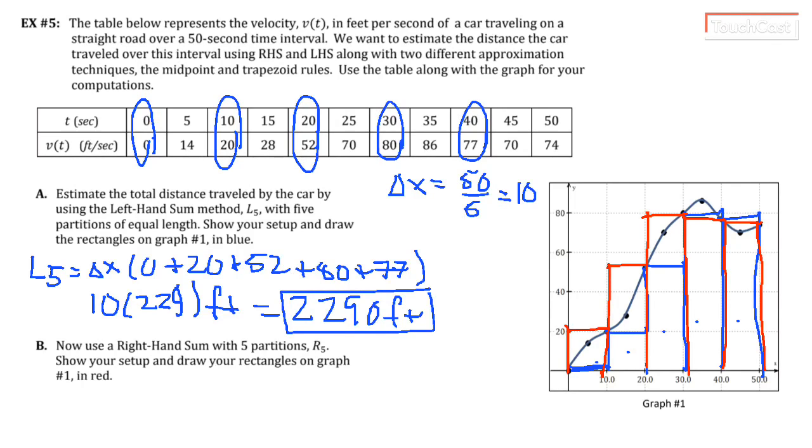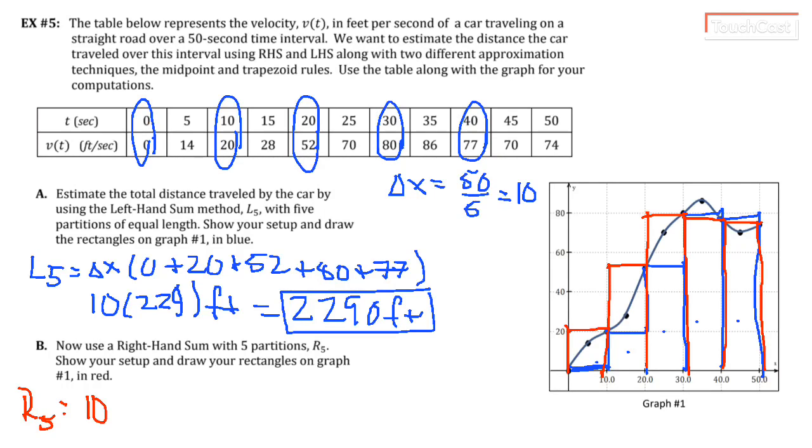So with the blue rectangles, we had a bit of an underestimation. I'm just looking at the picture and I'm seeing that there's a lot of those red rectangles that are outside or above the curve. So we might get an overestimation here. So now we're going to still take our delta x with our right hand estimation in 5 rectangles.